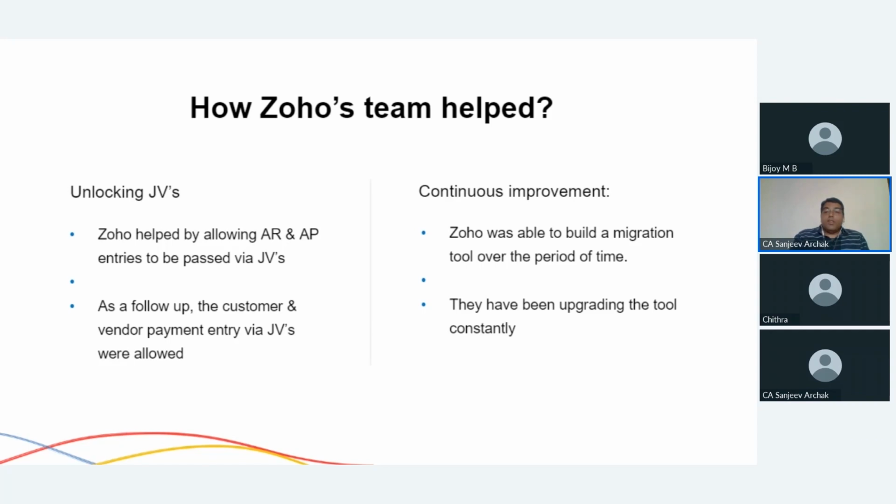Now, this feature enabled us to migrate thousands of entries. We had a case where we had to migrate about 40,000 entries, all customer invoices passed via JVs. Imagine 40,000 entries, which we were able to onboard onto Zoho Books. We would never have been able to do that had this feature not been enabled.